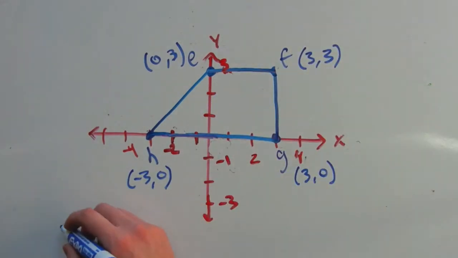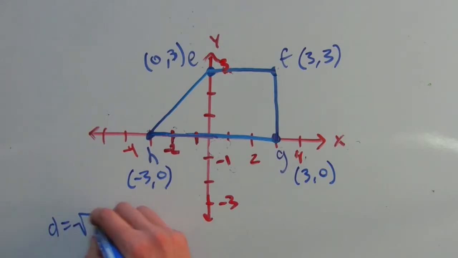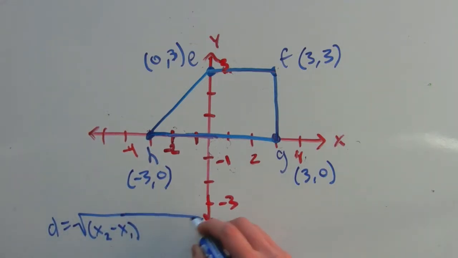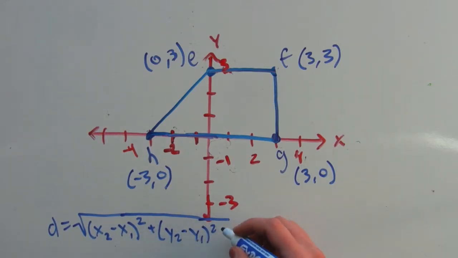So the perimeter P. However, writing our distance formula, D is equal to the square root of x2 minus x1, so the change in x, squared, plus the change in y squared. Let's start with our easier sides.